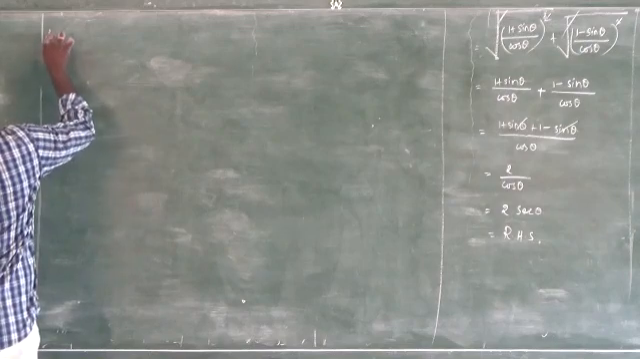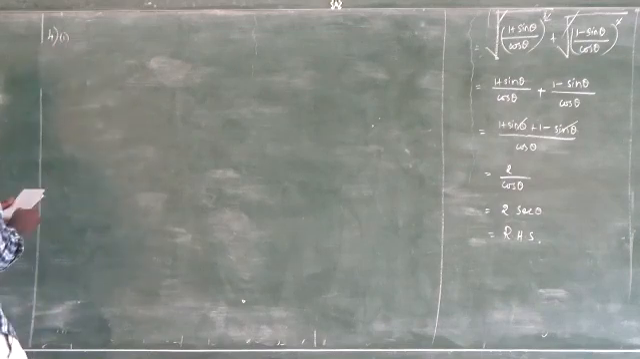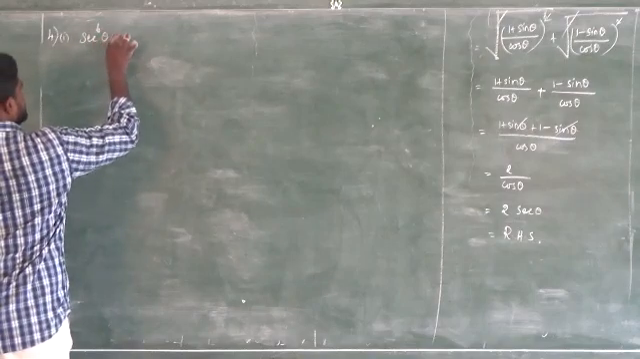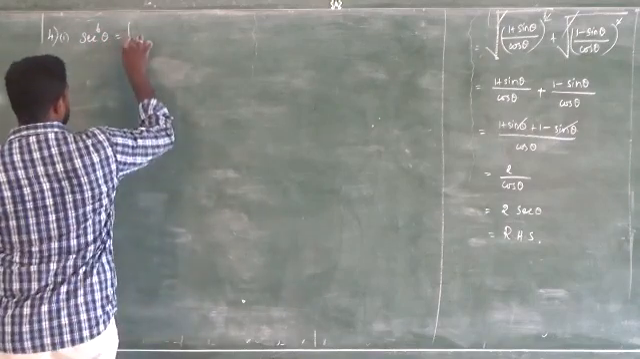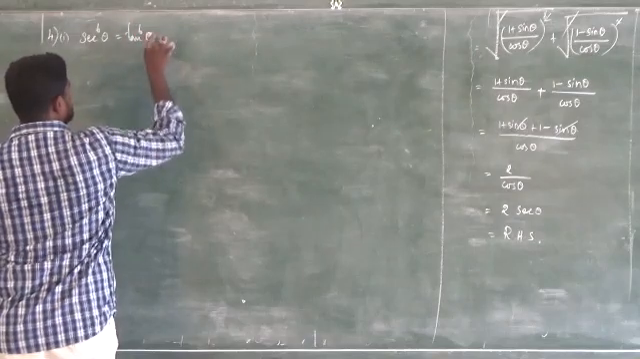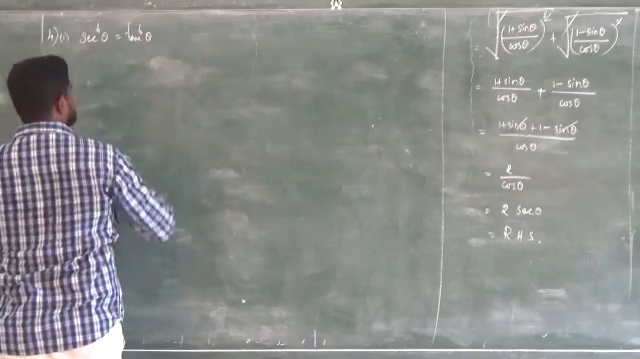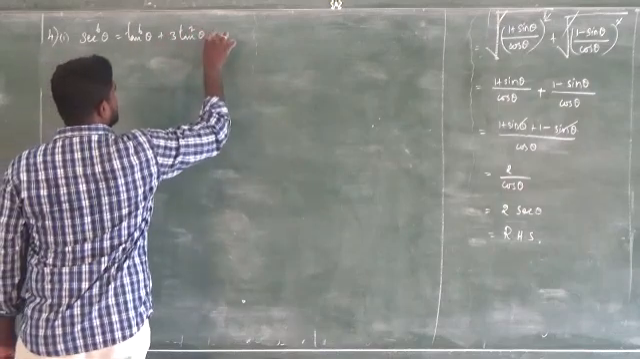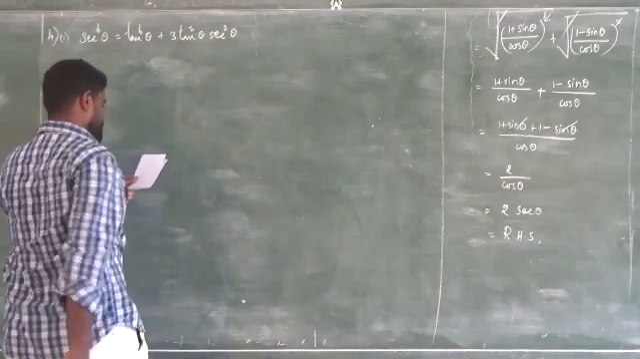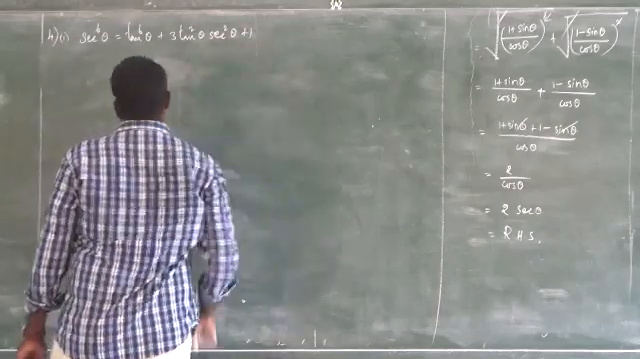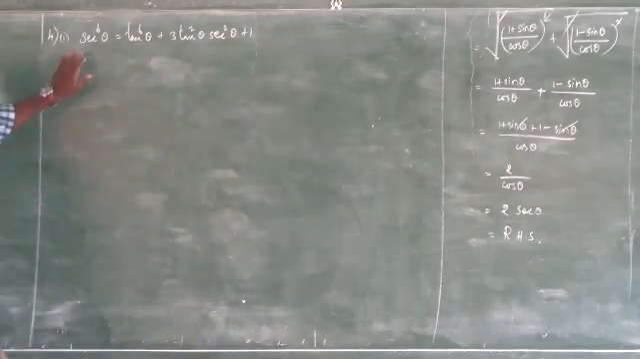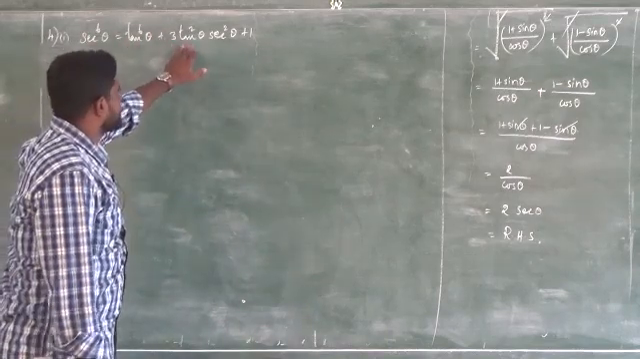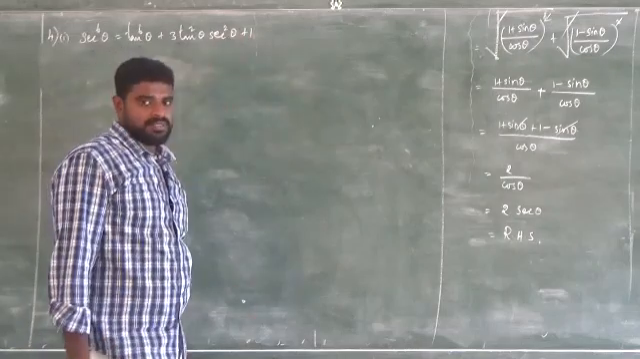Next, fourth problem, question number 1, first subdivision. Secant power 6 theta is equal to tan power 6 theta plus 3 tan square theta secant square theta plus 1. So the LHS is secant power 6 theta. The RHS is tan power 6 theta plus 3 tan square theta into secant square theta plus 1.